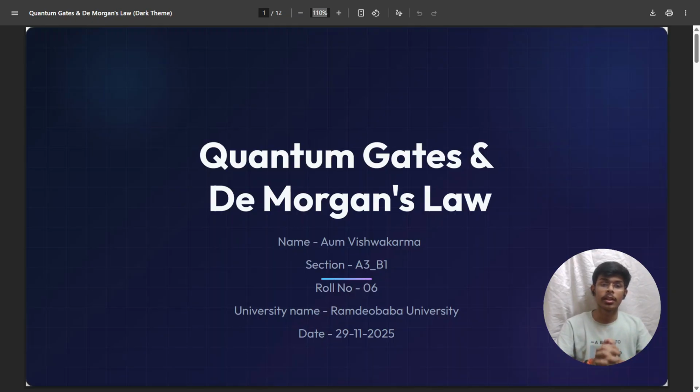My roll number is 6 and on my teacher assessment I have been given the topic quantum gates and De Morgan's law. So specifically we are going to cover essential single qubit gates like Pauli X gate, Hadamard, and in multi-qubit gates we are going to cover CNOT gate, Toffoli gate, and finally we are going to look at De Morgan's law and how crucial it is for quantum computers. So let us begin.